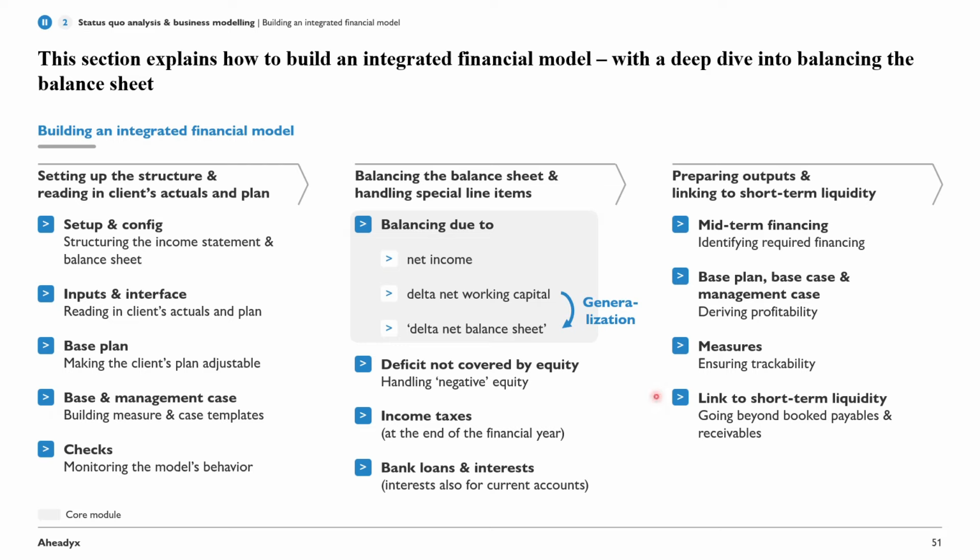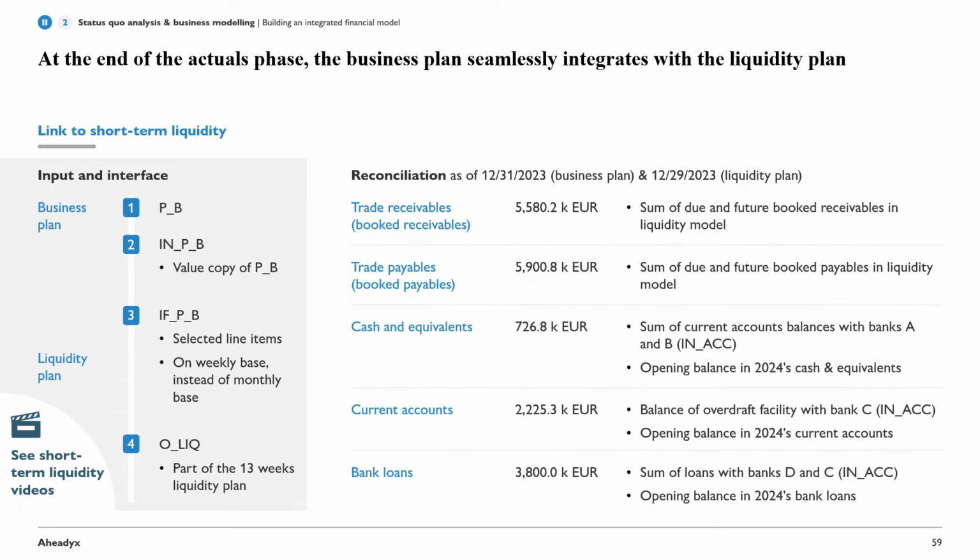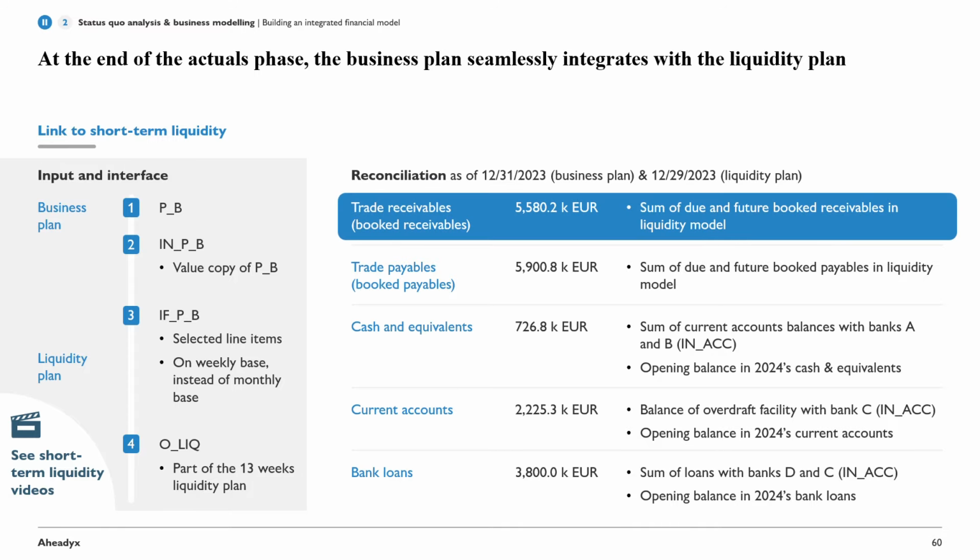When building multiple models, it's always important to make sure that the numbers seamlessly go together. So that's what we'll have a look into here. And we will make sure that the numbers from the integrated business plan and the short-term liquidity model really align. So let's use this table here on the right-hand side and check for each of the items if this is the case.